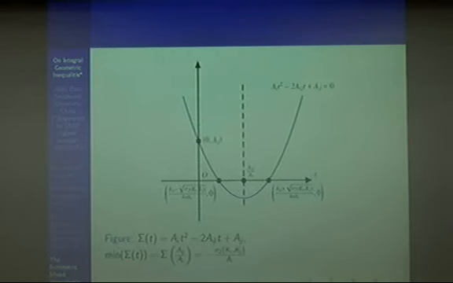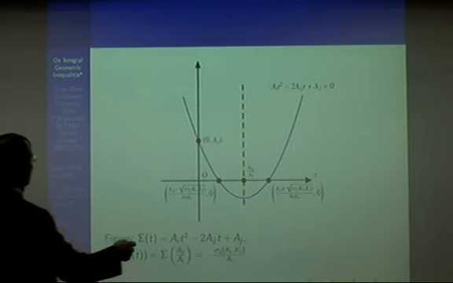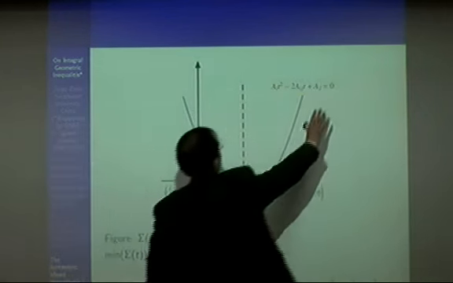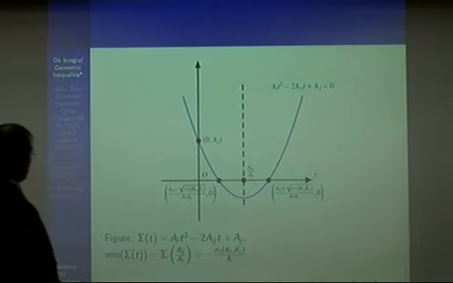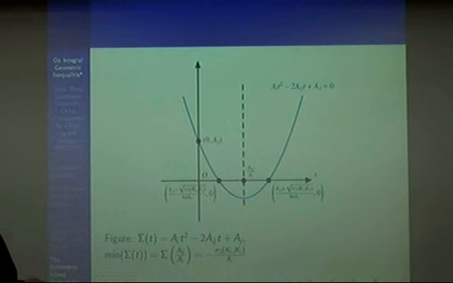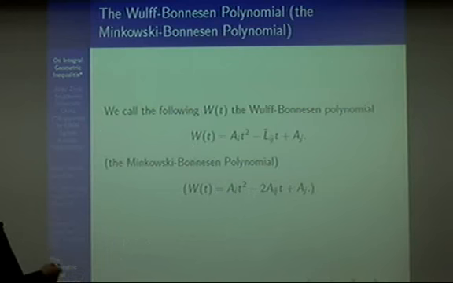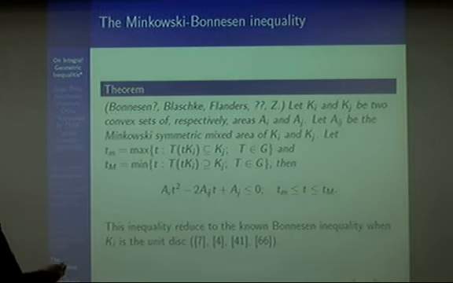And therefore you can see a picture like this one. This is a quadratic curve, this is not equal to 0. This is T. Because it is sigma, we have two roots. At the two roots, we get the minimum value for K. So everything we get is called the Bonnesen polynomial. So the Bonnesen, Blaschke, Flanders, we don't know who else.